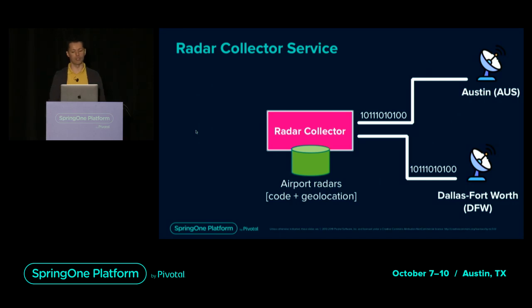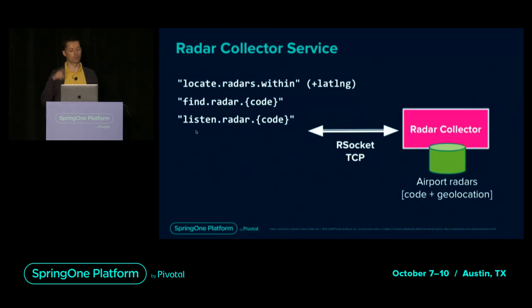Once we've got all this, we're able to expose that as endpoints, as services, using RSocket over TCP. Here we've got a few examples of routes that we're exposing. We've got located radars within a particular pair of coordinates, where we want all the radars that are within that zone. We can then ask about a particular radar, its information, or we can even listen to the radar for all the data, all the aircraft that are flying around.